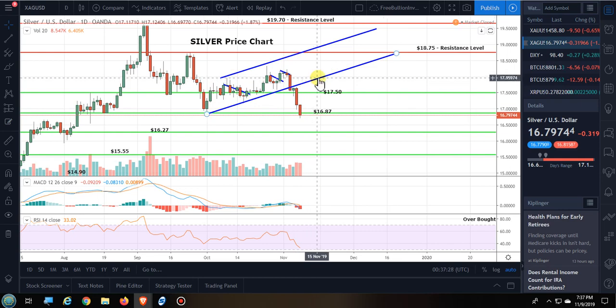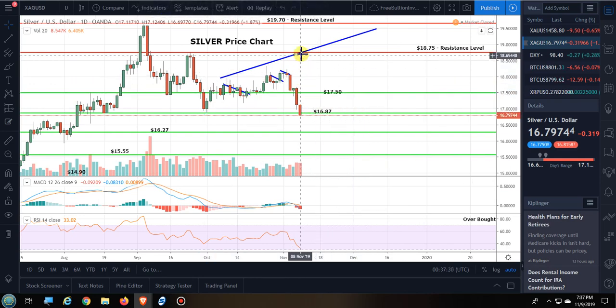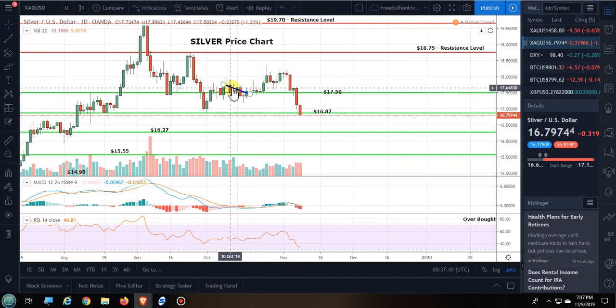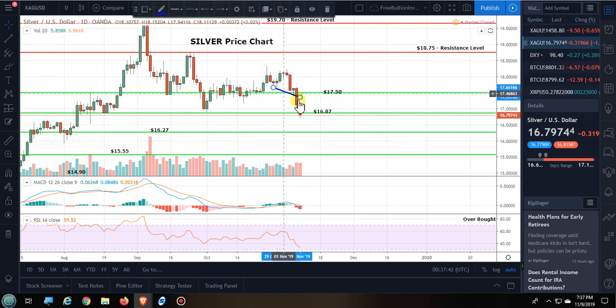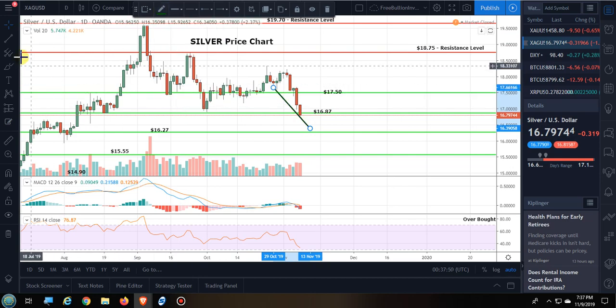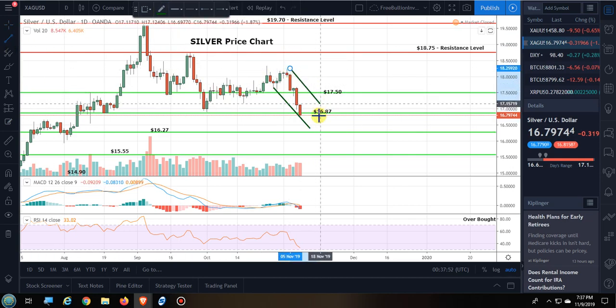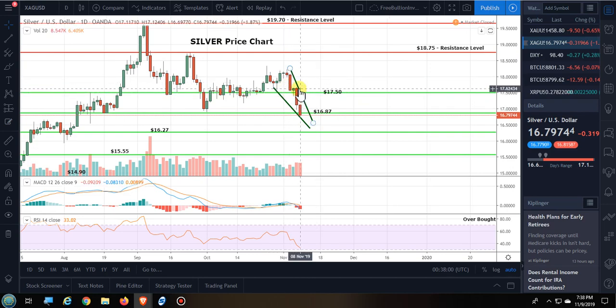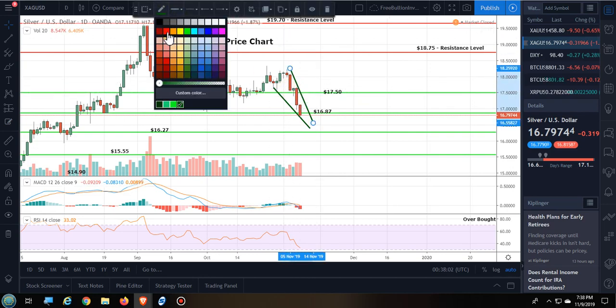The ascending channel was broken, so we can remove that. And we can also remove these little bull flags because they don't matter a whole lot anymore either. As far as a new pattern that has shown itself in silver and gold's price charts, we have a falling wedge pattern. I'll show you gold's real quick. Gold, same way. I just did the gold video, and here you can see that silver also has one.